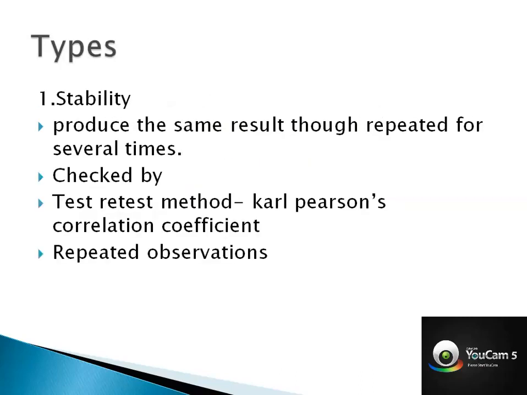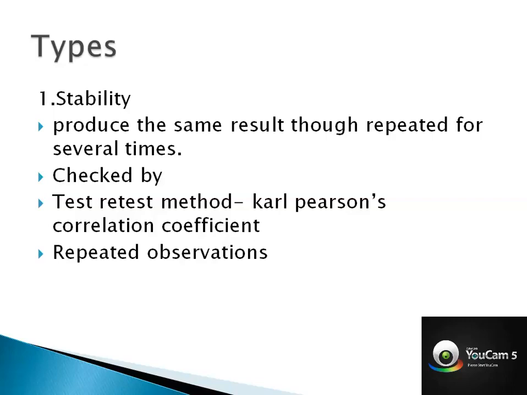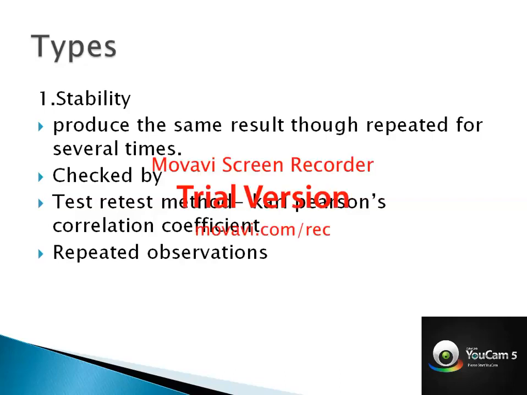There are different methods to check reliability. In some books they call them types, in some books they say how to check the reliability. Both are the same. The first one is stability. Stability reliability means it produces the same result when repeated several times. A stable result is produced when you apply it many times.